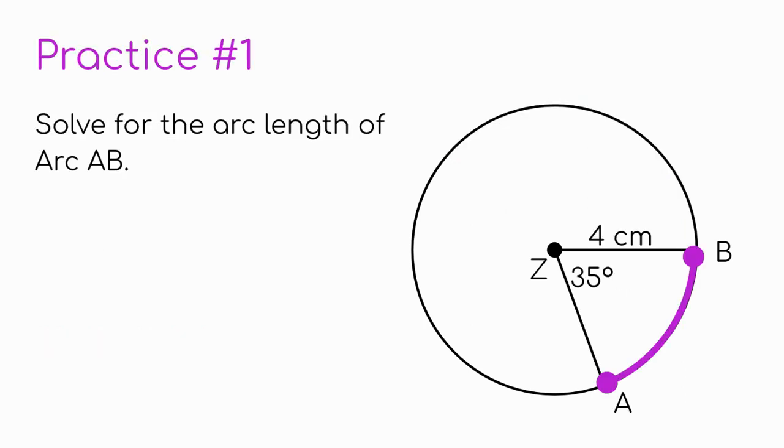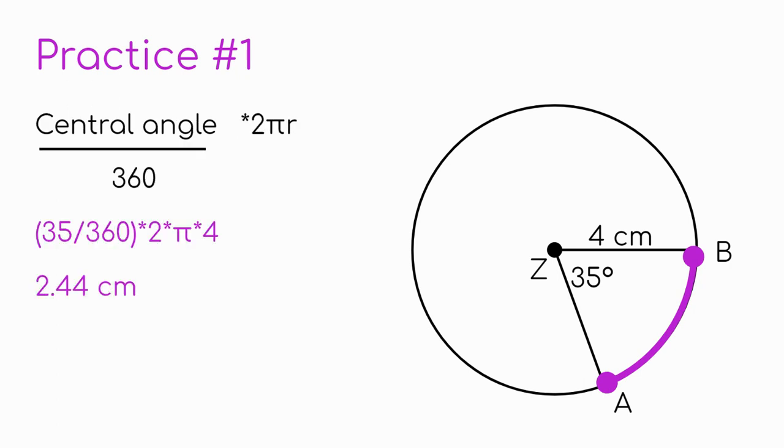We're going to do some practice problems. Pause the video and solve for the arc length of arc AB. First step, write down your formula: central angle divided by 360 times 2 pi r. Our central angle is 35 degrees. 35 divided by 360 times 2 times pi times 4, because 4 is our radius.